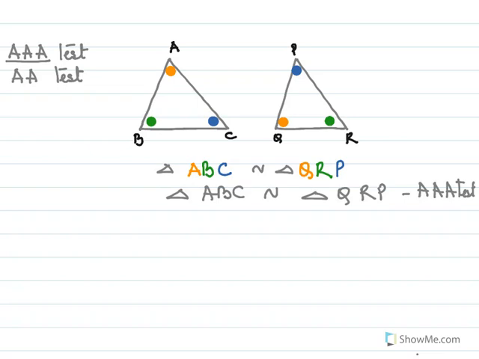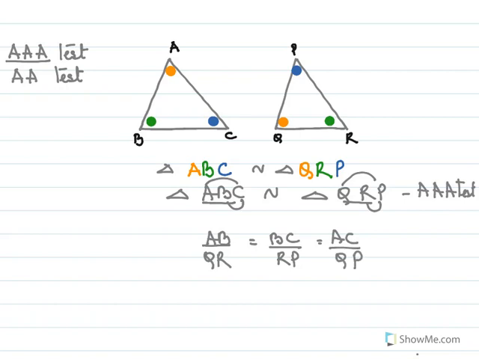And to write the proportionality, we will write AB over QR will be equal to BC over RP will be equal to AC over QP. All the angles are equal, the sides are proportional. So this was the AA test.